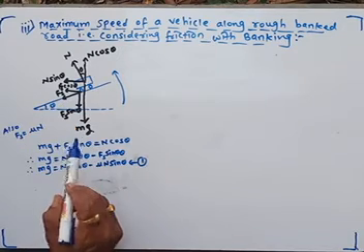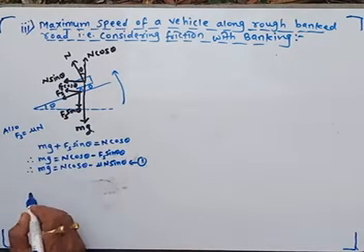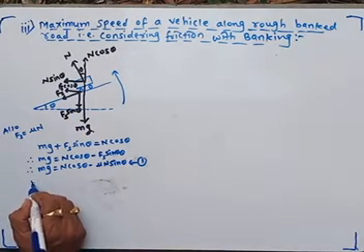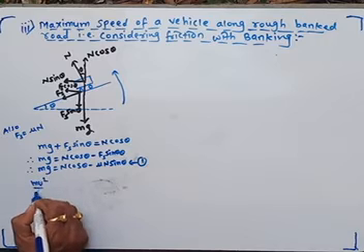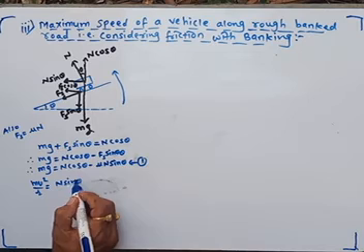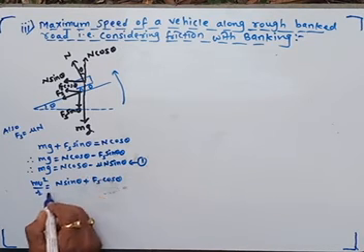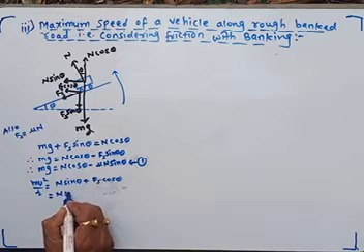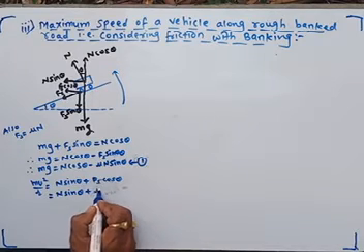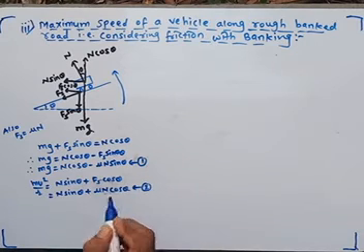Now these two components, Fs cos theta and N sin theta, produce necessary centripetal force. Therefore we can write mv square upon r is equal to N sin theta plus Fs cos theta, which is equal to N sin theta plus mu N cos theta. Suppose this is equation number 2.